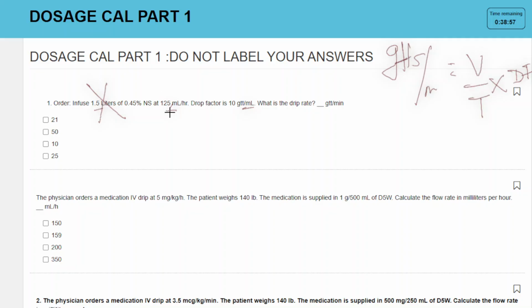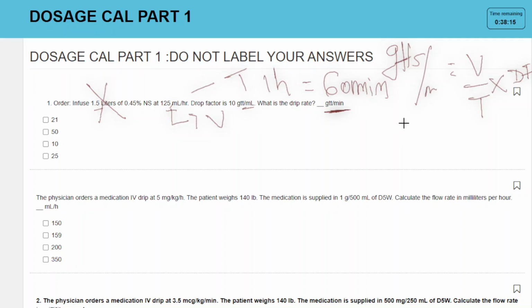So the 125 is the volume that you're going to use. Per hour means for each hour we are infusing 125. So that hour right there will be your time. As you know, drops per minute tells you that your time must be in minutes, right? Great. So 1 hour equals how many minutes? 1 hour equals 60 minutes, correct?